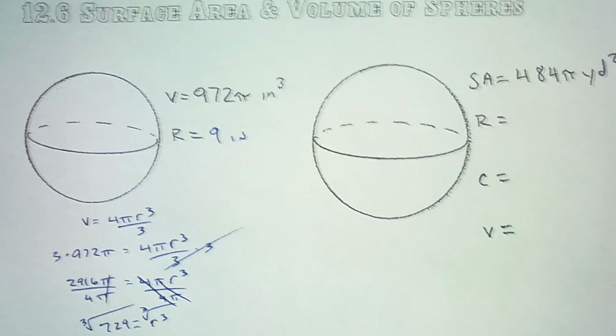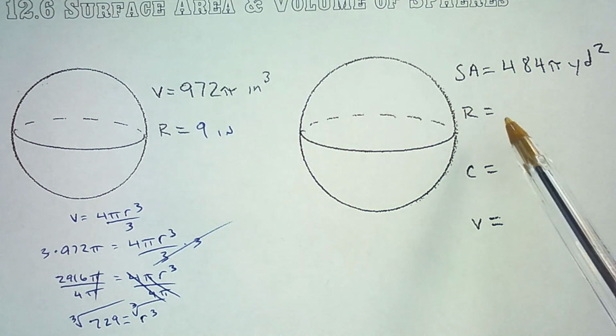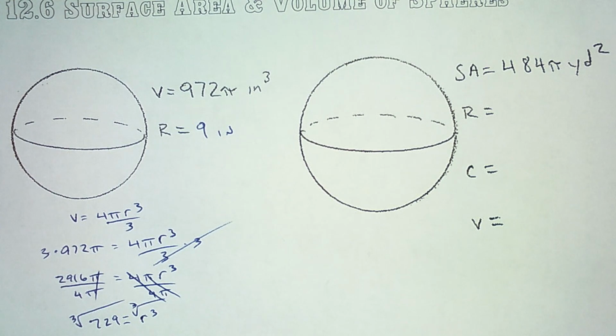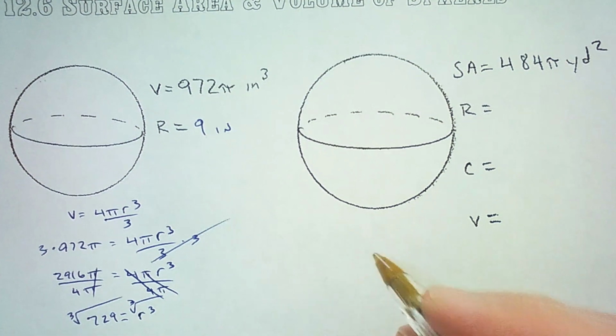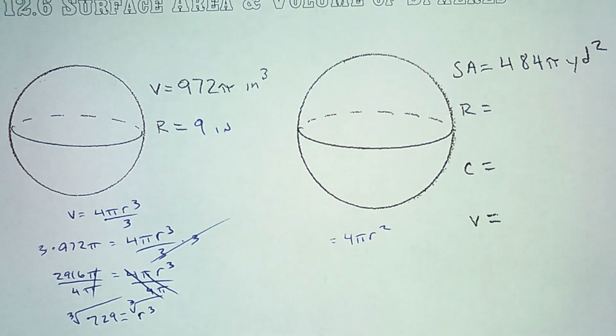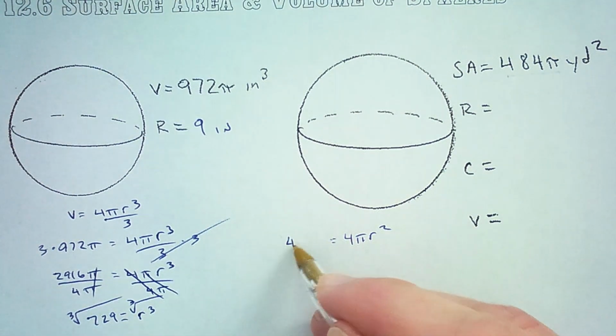Next, we are given the surface area of a sphere, and from that we want to find the radius, the circumference, and the volume of that sphere. So the surface area formula is 4 pi r squared. Okay, so surface area equals 4 pi r squared, and for surface area we will put in 484 pi.